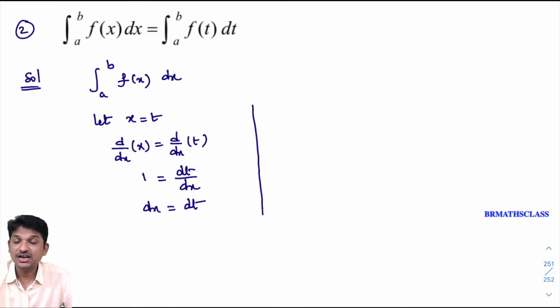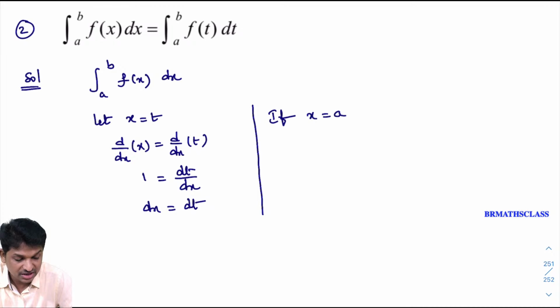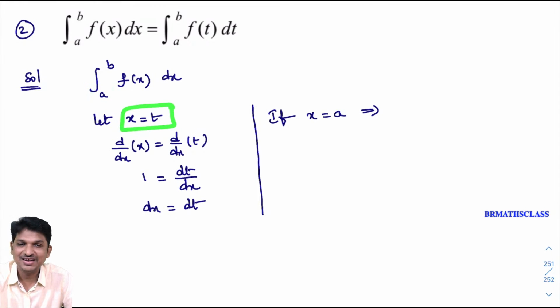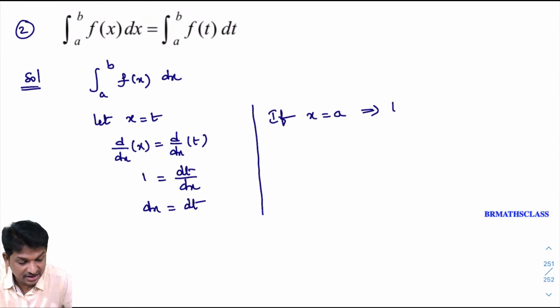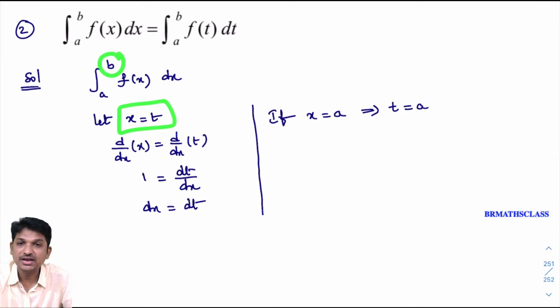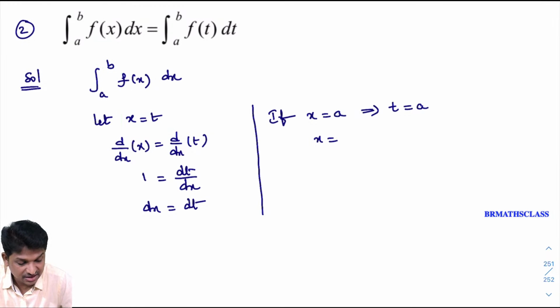And don't forget, in the last class also I said, whenever we use the substitution method in definite integration, the limits change. Whatever limits are there here, these are x values. Now, when I take x equal to t, I need to find the t values with respect to the x values. If x equals a, in place of x I will write a. What will you get? You will get t equal to a. If x equals b, then t equals b.